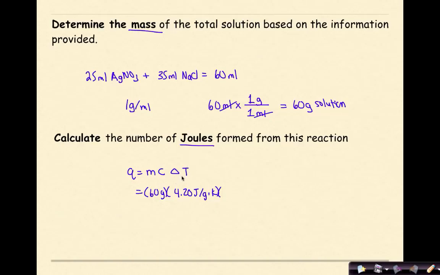They don't give me a temperature initial and temperature final. They just tell me the temperature change of the solution. So my delta T is going to be 1.3 Kelvin. Therefore, 60 times 4.2 times 1.3 will give me roughly 327.6 joules of energy formed from this reaction. And that's a little overview of a lot of the thermochemistry that we did at the beginning of the year.